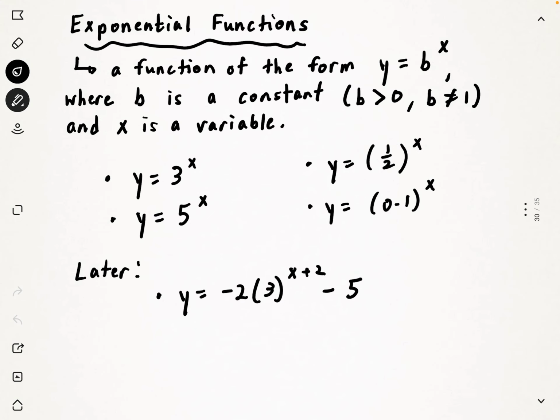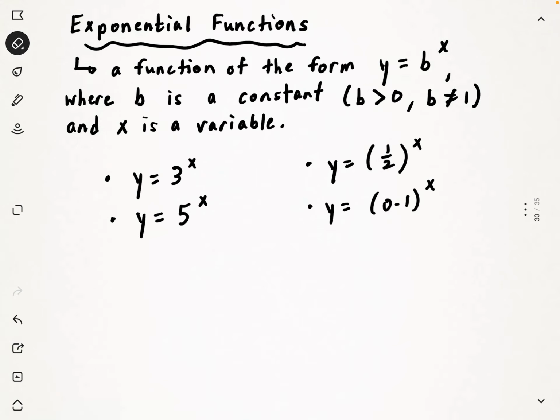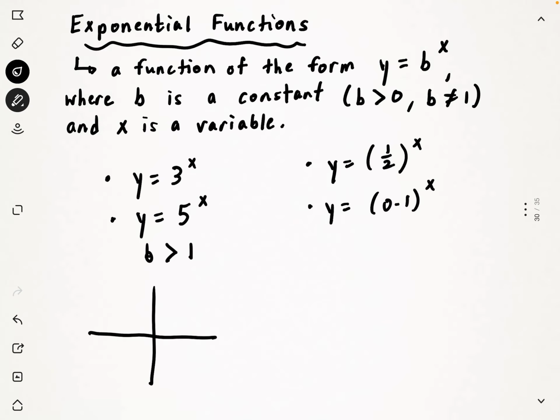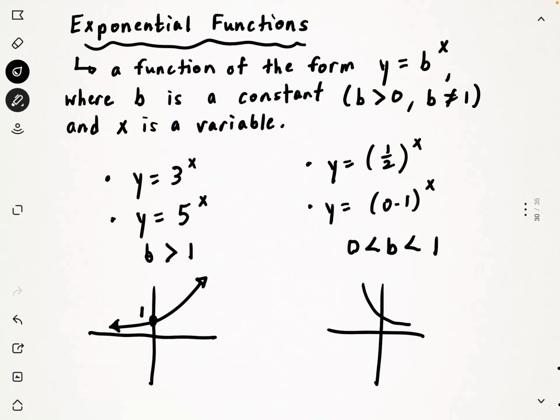So you can say that anytime b is greater than 1, where b is the number that's to the power of x, you have a growth curve. From left to right, it's increasing with a y-intercept of 1. And anytime your b value is between 0 and 1, like the 0.5 we had above, you can see that the graphs are decreasing as you move from left to right, with still a y-intercept of 1.